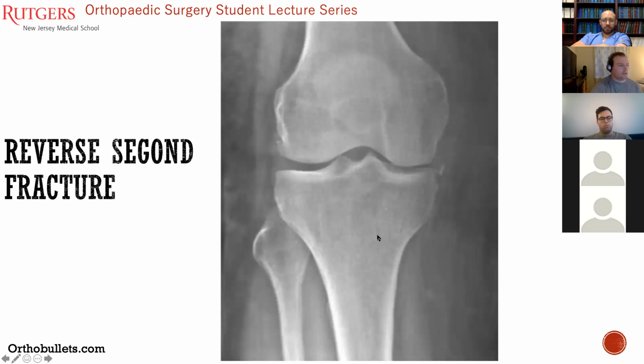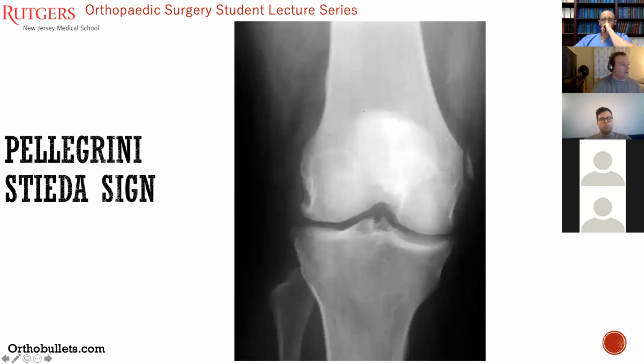Additionally, you have a reverse Segond fracture, again, where the Segond fracture is a lateral structure. This is a medial structure that is associated with a PCL tear. Again, as the tibia translates posteriorly, causing the tear in the PCL, you have an avulsion fracture of the capsule anteromedially that can be seen as this type of fracture.